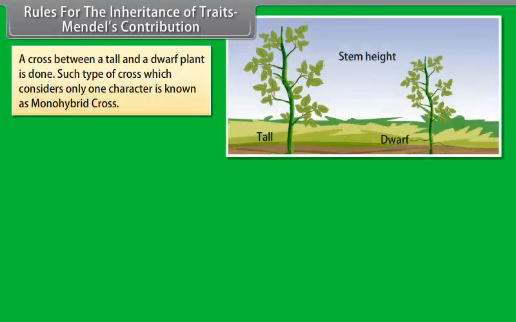A cross between a tall and a dwarf plant is done. Such a type of cross which considers only one character is known as a monohybrid cross.